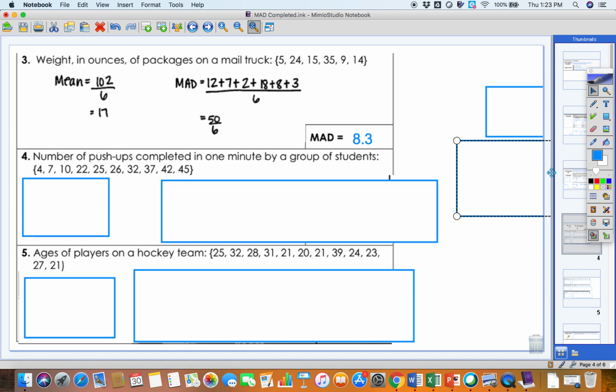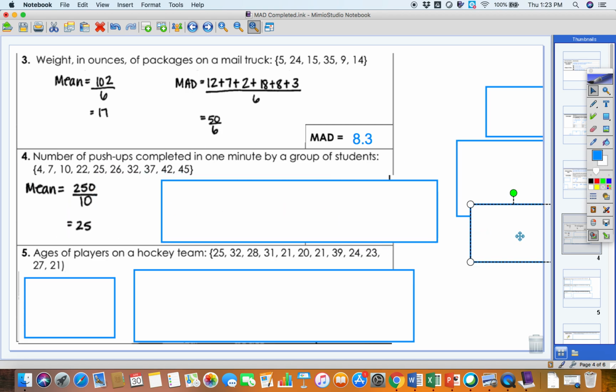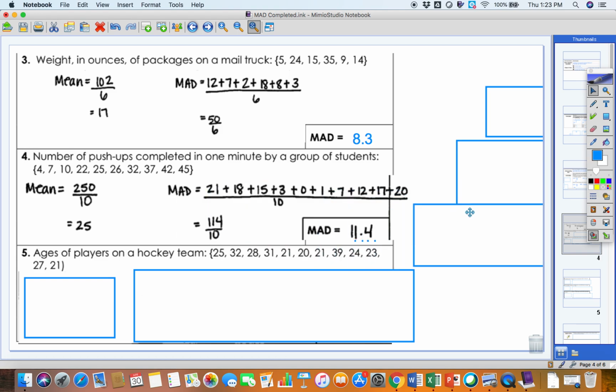Number 4, the number of push-ups completed in 1 minute by a group of students: 4, 7, 10, 22, 25, 26, 32, 37, 42, and 45. You find the mean of those data points, which is 25 push-ups. Then you find the difference between 25 and each of your data point values. Again, use the absolute value, so it's always positive. And you get 21 plus 18 plus 15 plus 3 plus 0 plus 1 plus 7 plus 12 plus 17 plus 20, which is 114 divided by 10, which is 11.4.